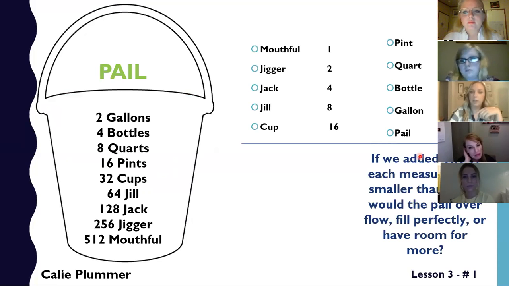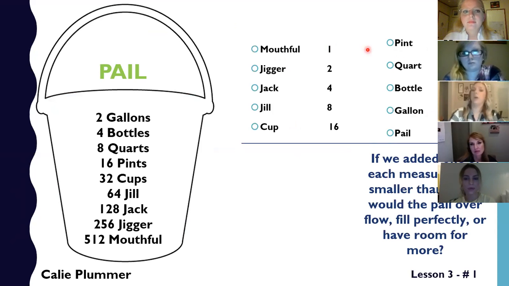And so when we look over here, we look at our pail, which is the largest. After we have doubled all of these and gone down the whole way, we see that it's 512. And so when you're multiplying to go up, you divide to go down. So divided by 2, so we know that a gallon is 256, 128, 64, 32.